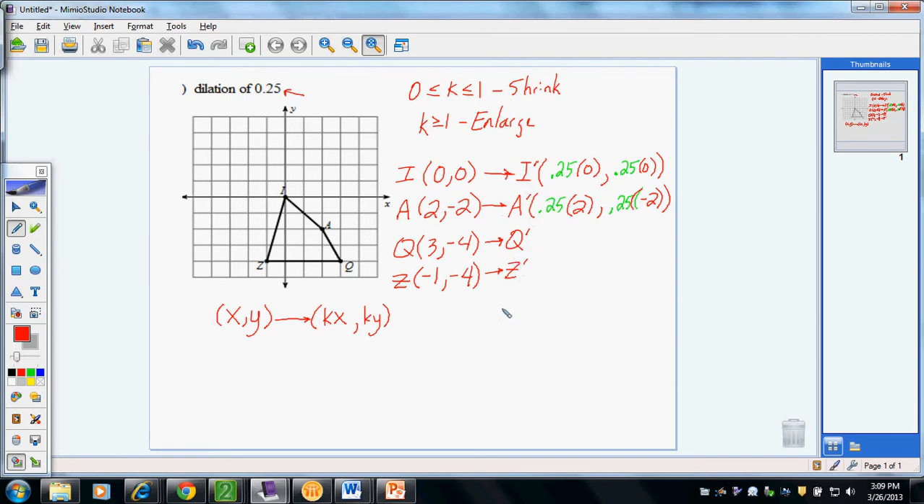So let's step down here and simplify our I prime, A prime, Q prime, and Z prime. We have I prime, and we know that 0.25 times 0 is just 0. Let's look at 0.25 times 2. 0.25 times 2 for A prime is going to be 0.5. Alright, 0.25 times negative 2 is negative 0.5.